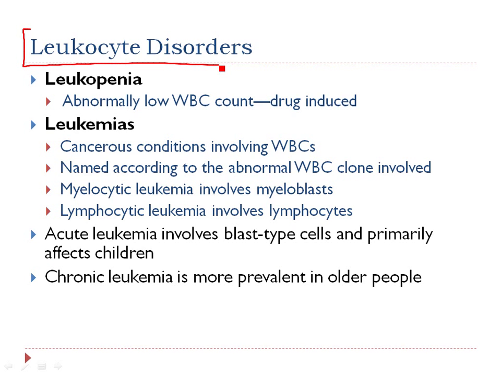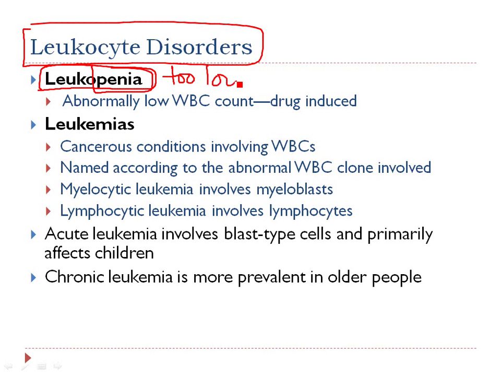Okay, now what about leukocyte disorders? We're not going to talk a whole lot about leukocyte disorders. We're mainly going to talk about leukemia, but there are some terms you should be familiar with. First of all, leukopenia. Whenever you see that suffix penia, that's referring to too low an amount of a particular cell type. So for leukopenia, that means you have too few white blood cells, too few leukocytes.